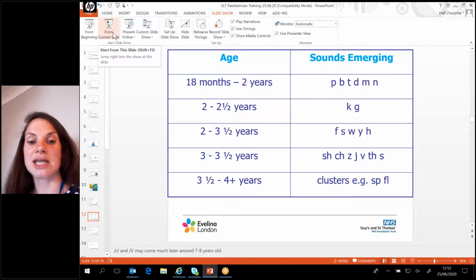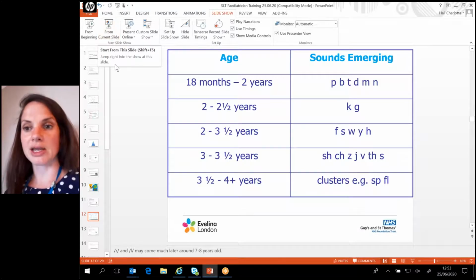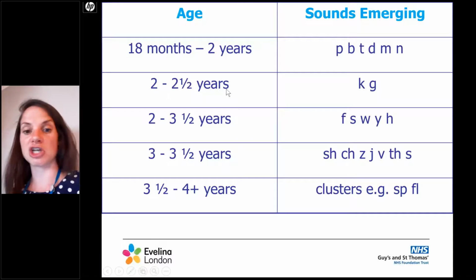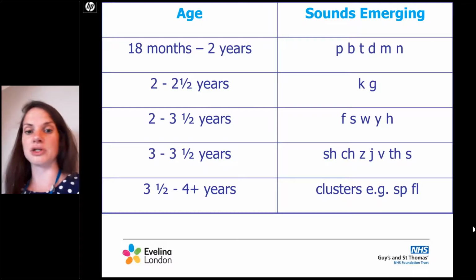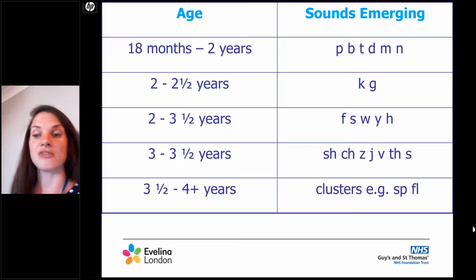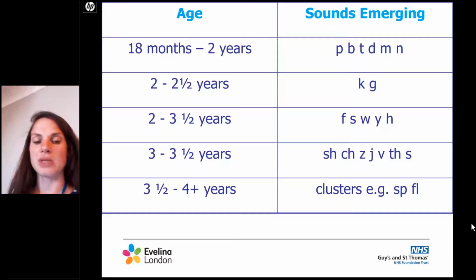This table just indicates that it is really common for children to make errors with particular sounds when they're learning to talk. And it's through practicing talking that they become clearer. So we really do expect young children to not be able to pronounce things clearly, and that's absolutely fine. This table just gives you an overview of the different sounds and roughly when they develop. So you can use that just to refer back to.